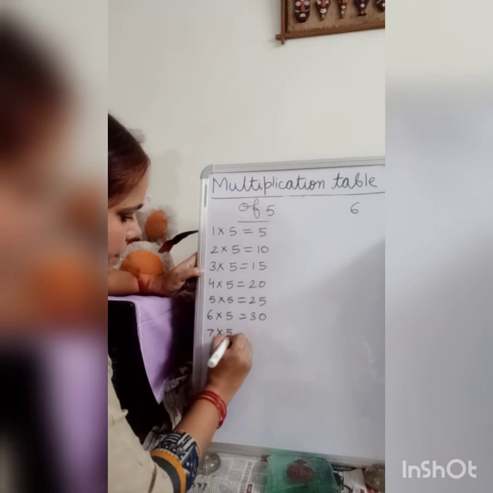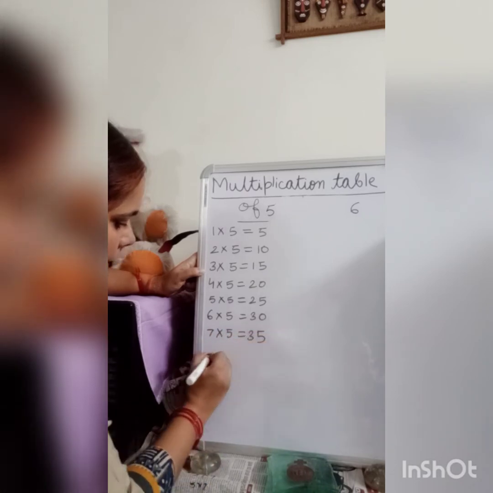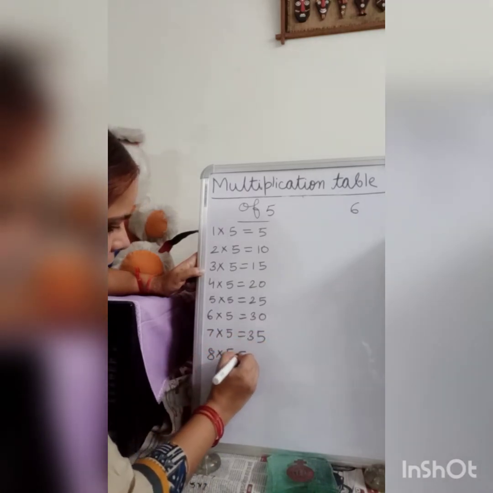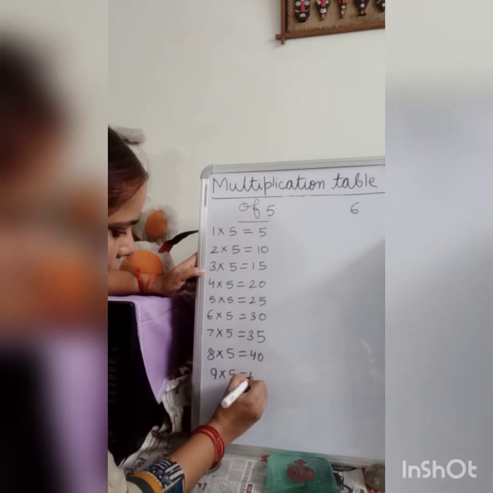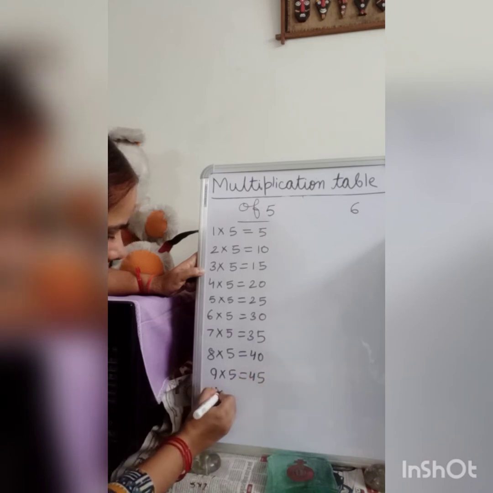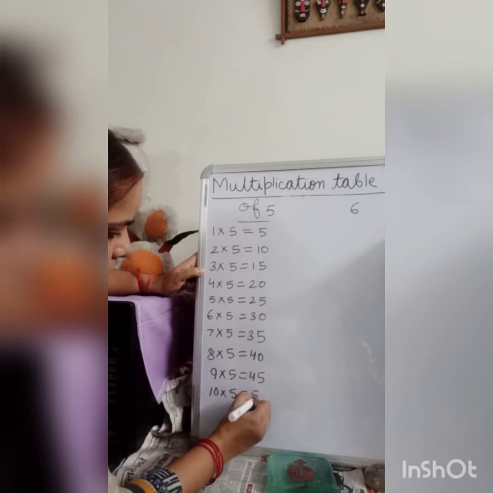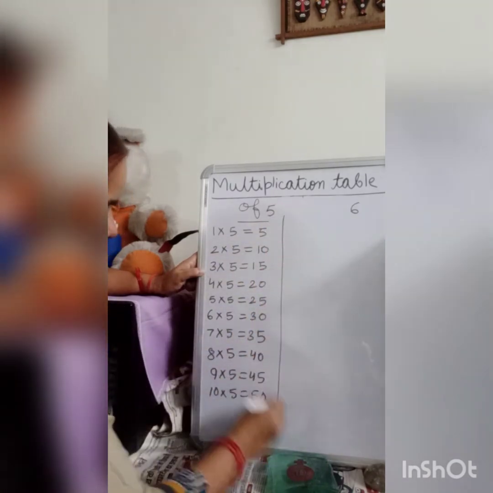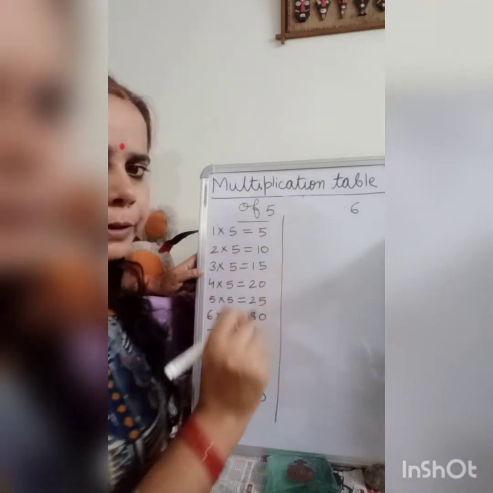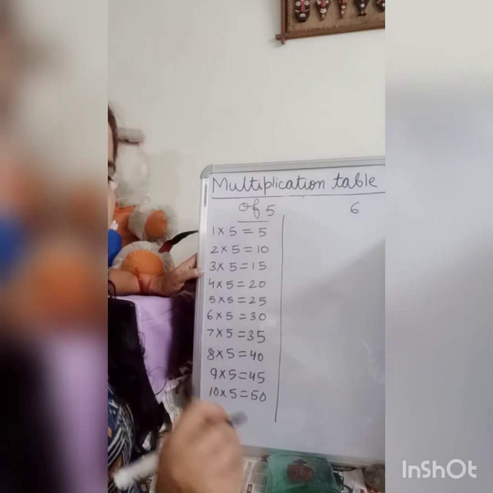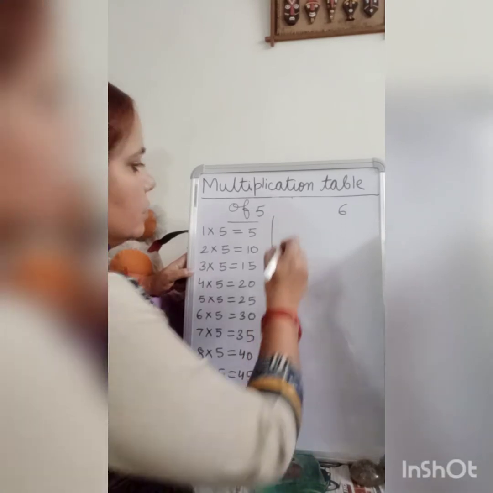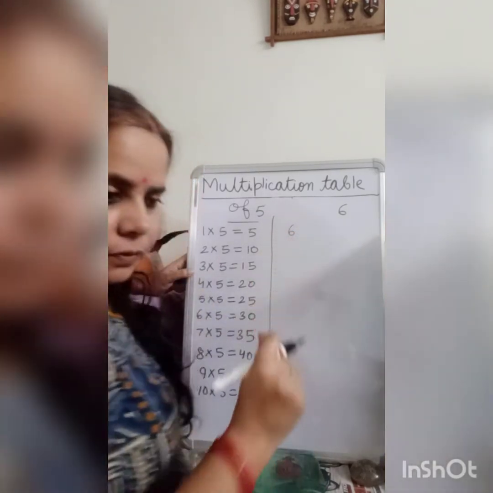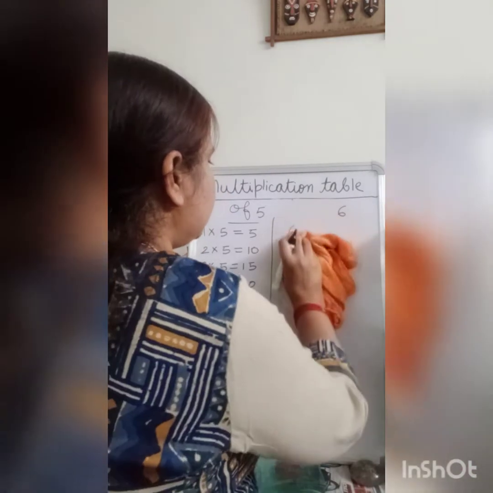7 times 5 is equal to 35. 8 times 5 is equal to 40. 9 times 5 is equal to 45. And 10 times 5 is equal to 50. This is the table of 5. And you all have to copy it down in your copy, and then you have to learn it also. Okay. Then we will write the table of 6.